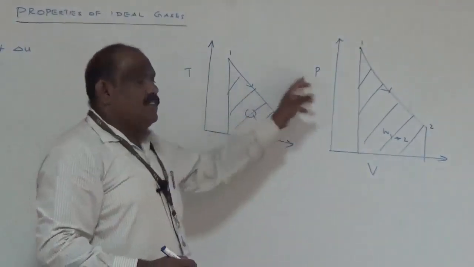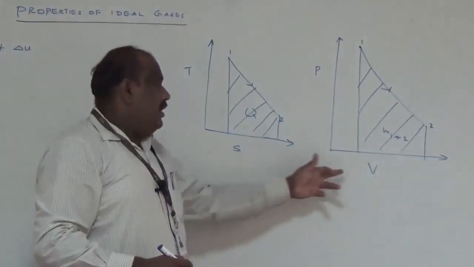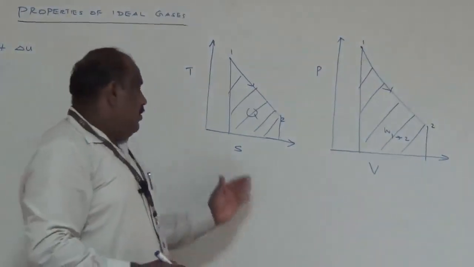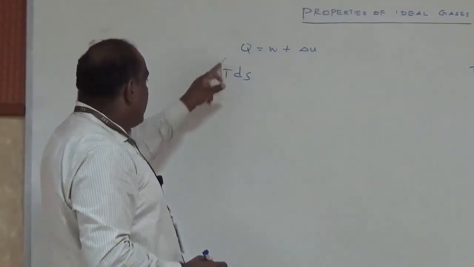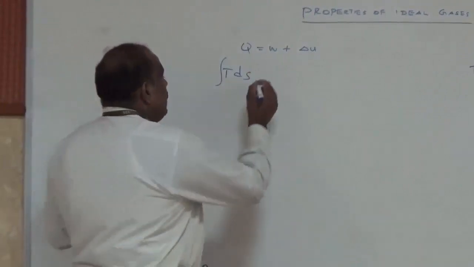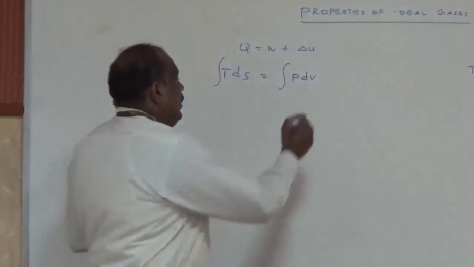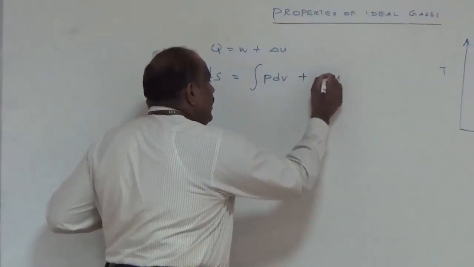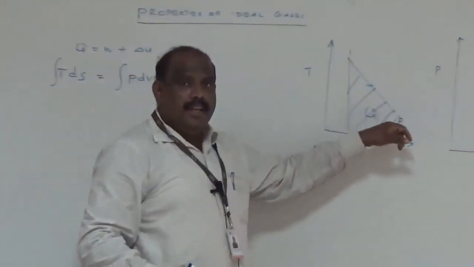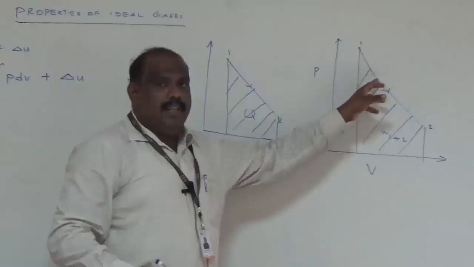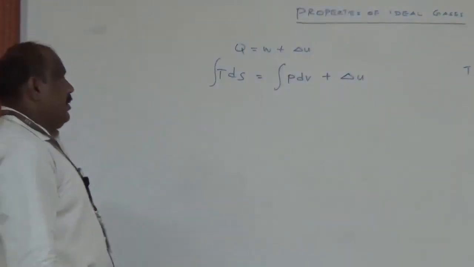Here T and P are called intensive properties which are independent of the mass, and S and V, where S is the entropy and V is the volume, are called extensive properties which are dependent on the mass. So Q is the integral of T dS, and W is the integral of P dV. I have not done anything new. The area under the TS diagram is the heat transfer, and the area under the PV diagram is the work transfer. I applied those to this equation of the first law of thermodynamics.